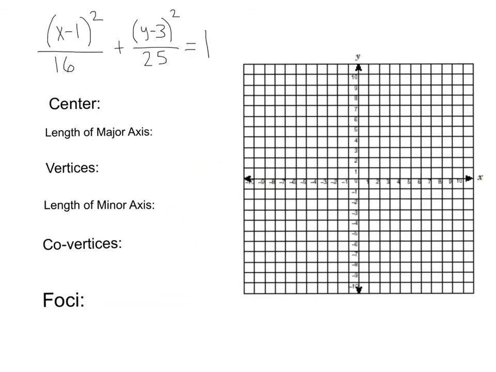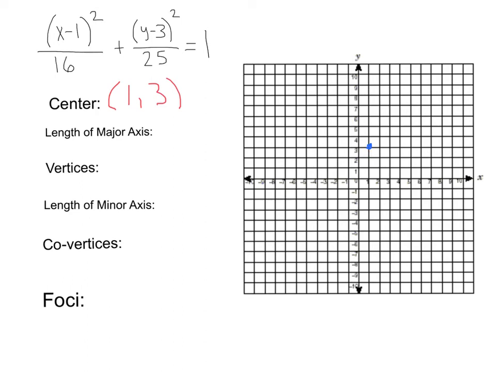So, we've got (x minus 1) squared over 16 plus (y minus 3) squared over 25 equals 1, always equal to 1. Starting with the center, we take the opposite of x, which is 1, and the opposite of y, which is 3. That gives us a center of (1, 3), and I put that right on our graph here.